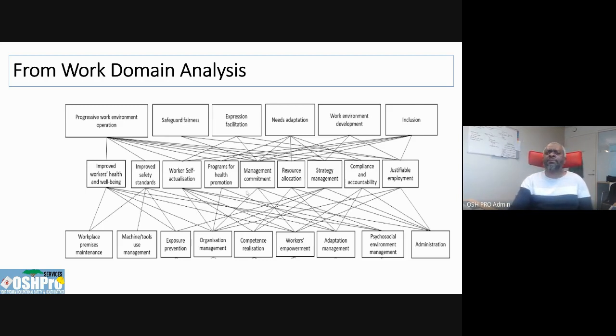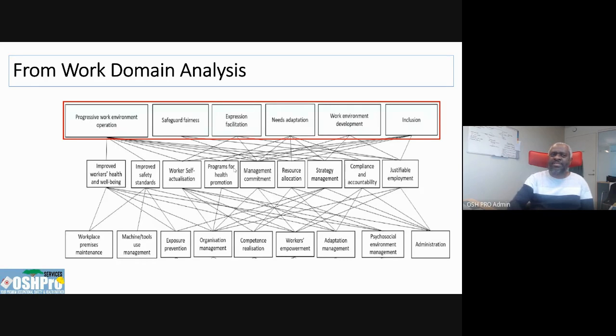So from that, you get the first part, which is the purposes. If you read in the Act, these are what are listed as the purposes of the Act. And this is what is expected to be implemented by the workplace management: that there are progressive work environment operations, that the work environment is not static, that it progresses and improves. There's safeguarding of fairness, that all the employees are treated in the same way, irrespective of who they are or what orientation they have, or if they are handicapped, or if they are physically fit. Men, women, all should be treated fairly.